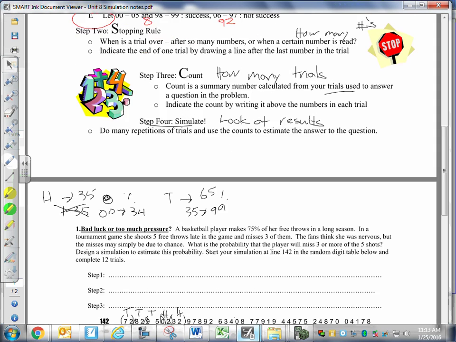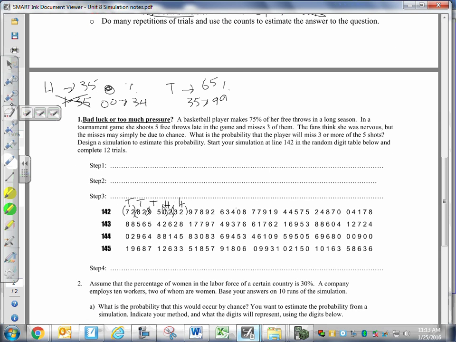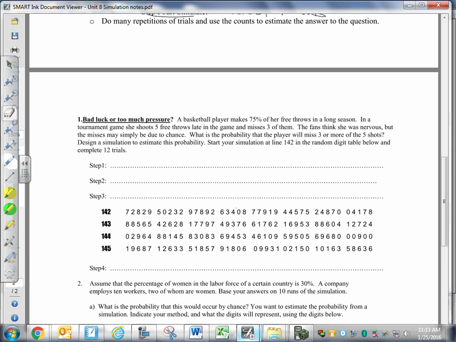Okay, let's go to our first situation where the theoretical probability is going to be tough to calculate, so we're going to simulate it. We have a basketball player who, over the course of her long career, has made 75% of her free throws. You could say the probability of her next free throw is 75%. In a tournament game, so this is the final game of her career, possibly, let's just call it the championship, she's shooting 5 free throws.